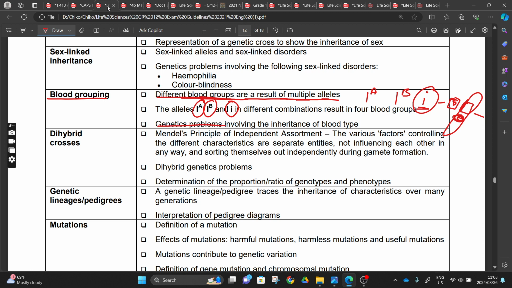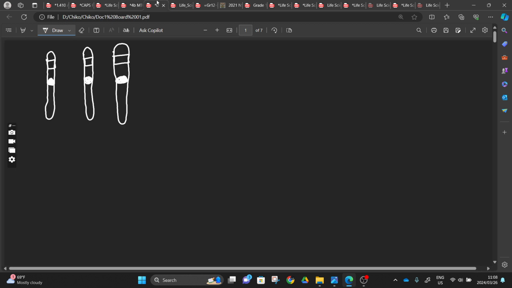The genetic problems involving inheritance of blood are what we are going to do today. We also said that the combination of A, B, and O results in 4 blood group types. Today we'll also cover the group types. Before I explain what I prepared for you, guys, we have 4 blood rules, or 4 rules of blood.